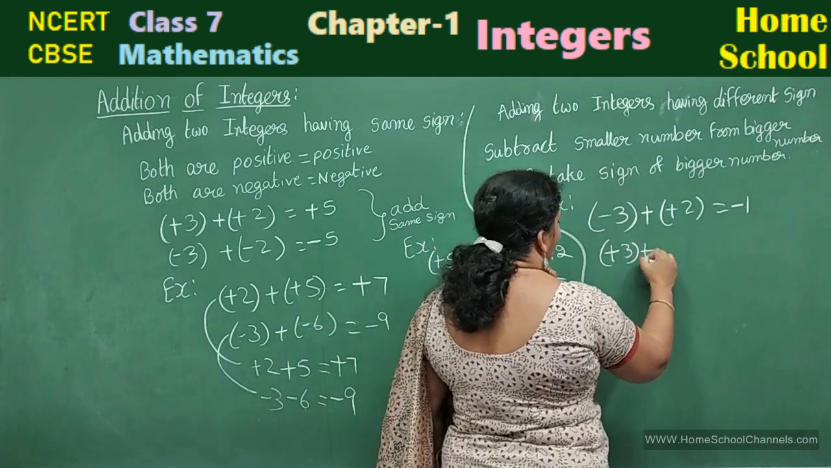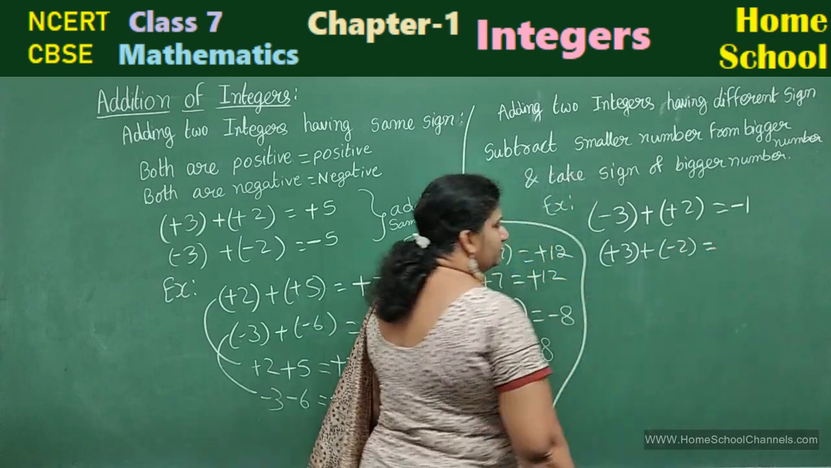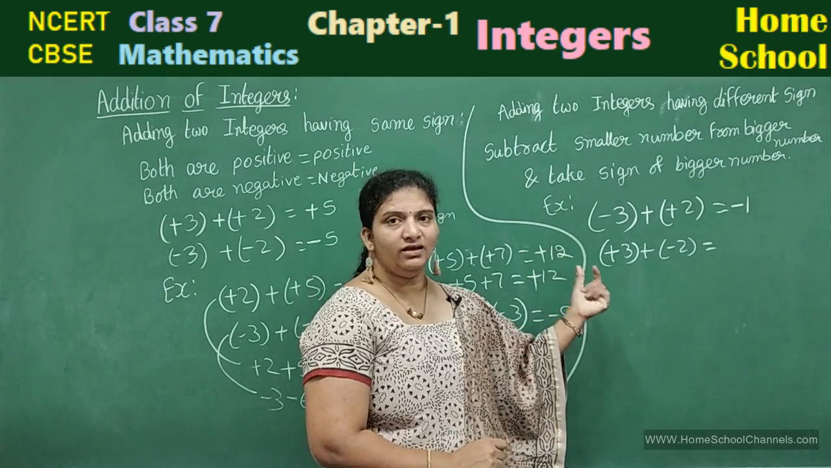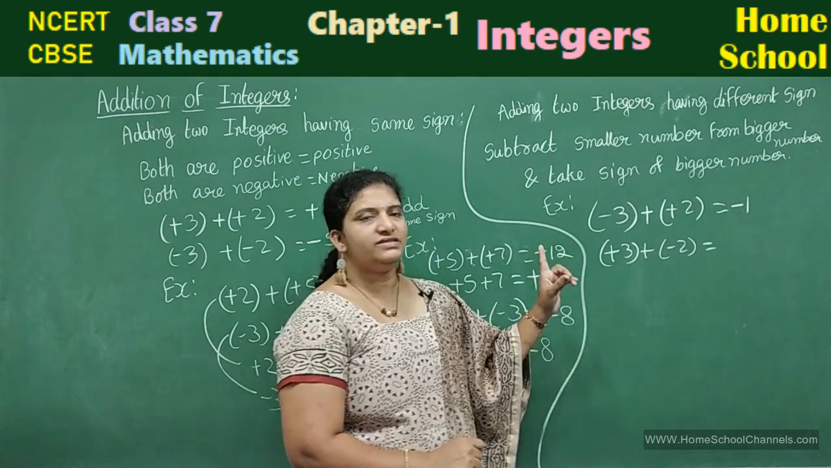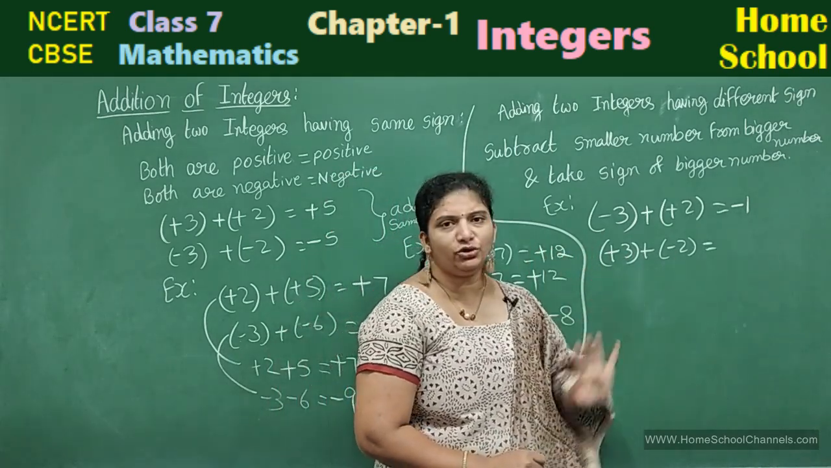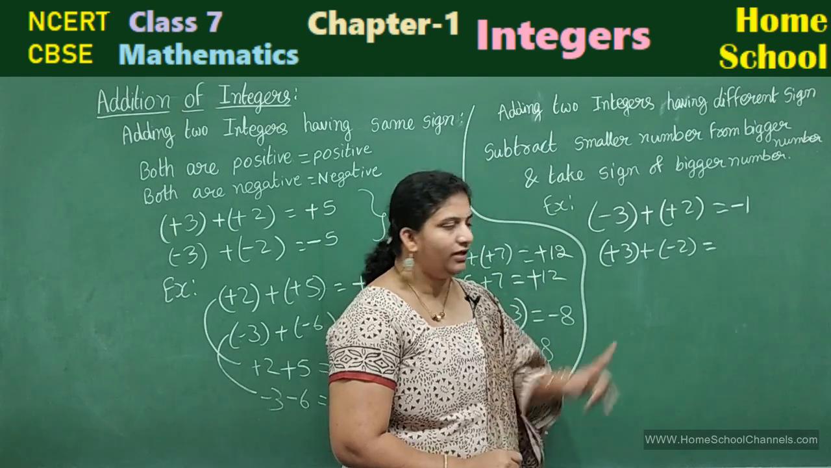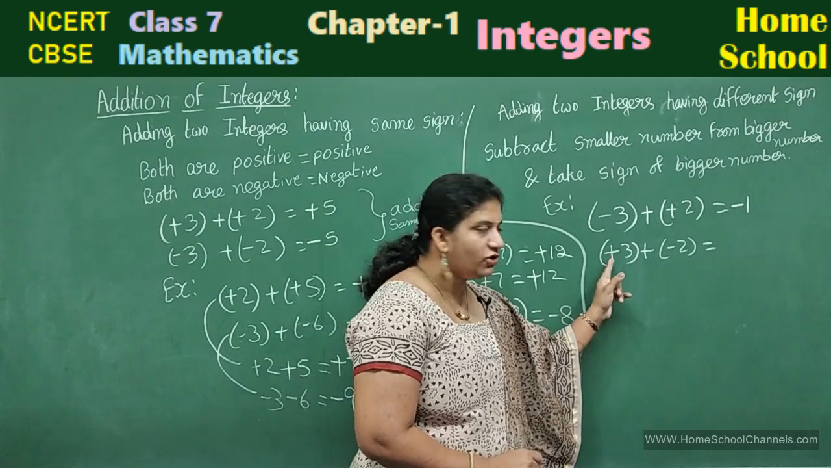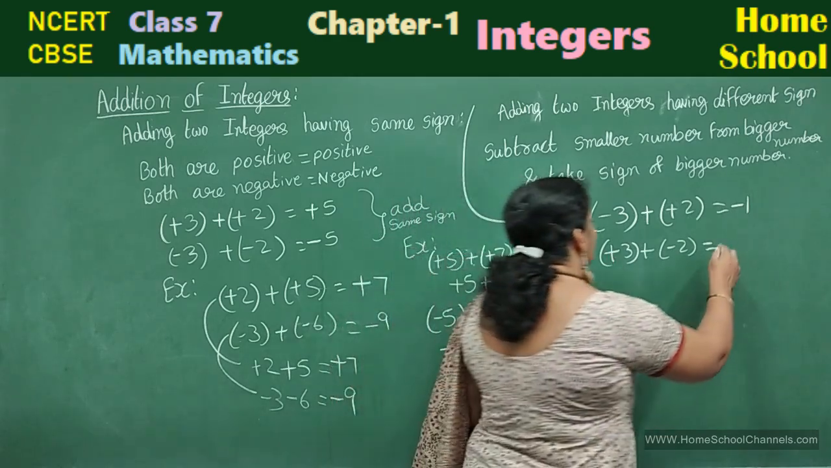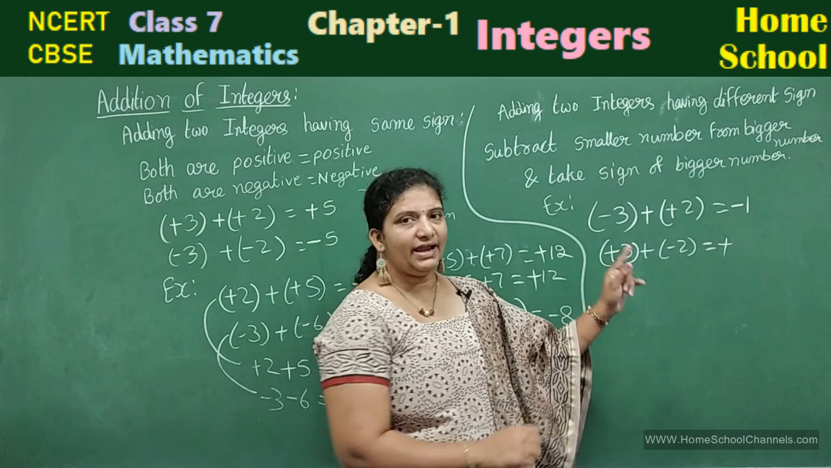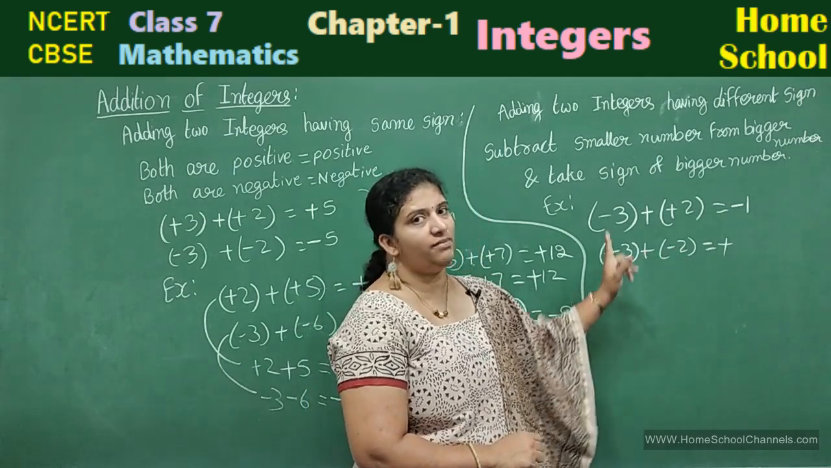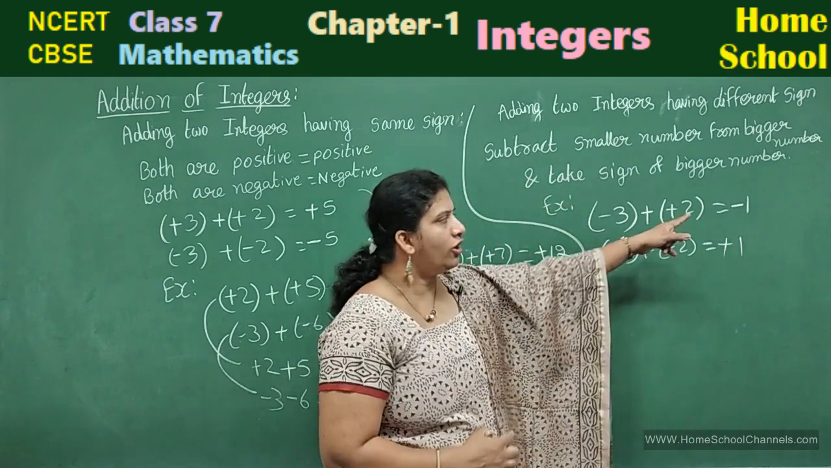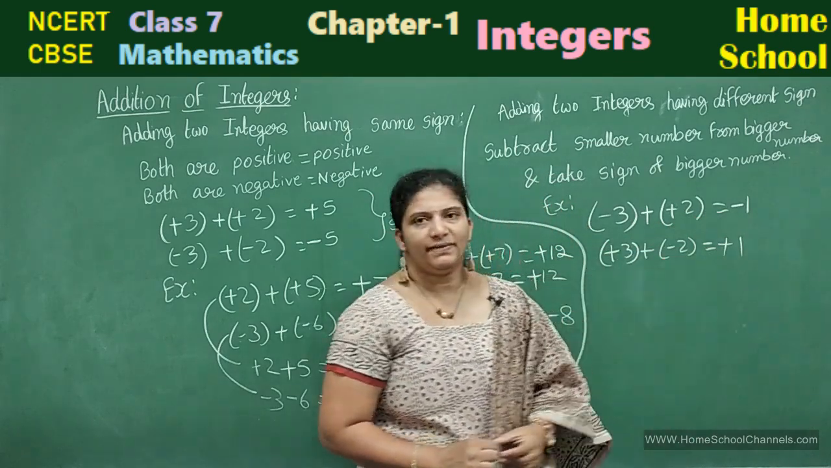Plus 3 minus 2 is equal to. Plus 3 minus 2. So this one again, two different signs. Consider number here 3 and 2. Without sign you see numbers only. 3, 2, which is greater? 3 is greater. What is the sign you have for 3? Plus. So write here, plus. And subtract the smaller number from bigger number. 3 minus 2 will be 1. Here you got minus 1 and here you got plus 1.